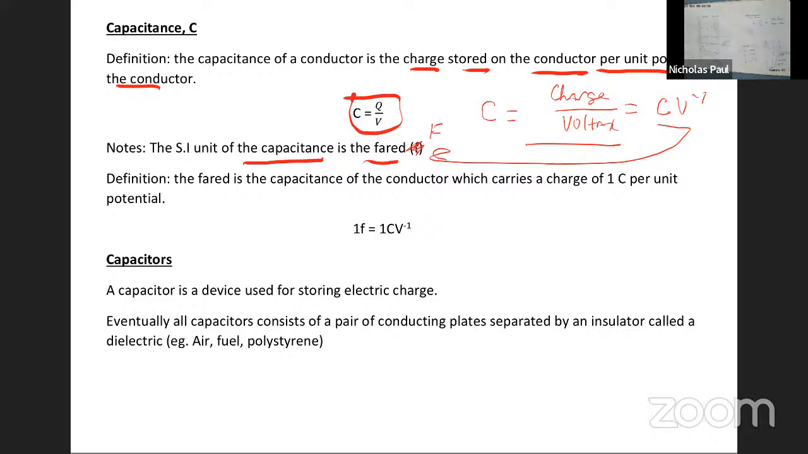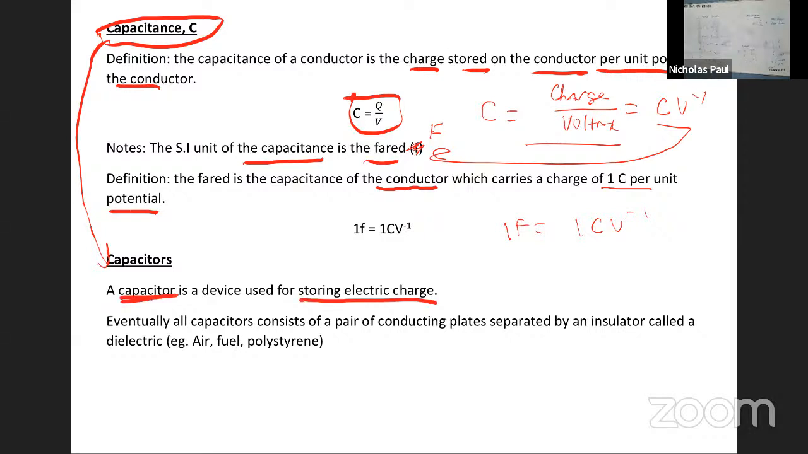Make a little note. 1 farad is the capacitance of a conductor which carries a charge of 1 coulomb per unit potential, right? So 1 farad is equal to 1 coulomb per volt. So capacitance is the quantity that we measure of how much charge a capacitor could store. The capacitor is this device that allows us to store charge.